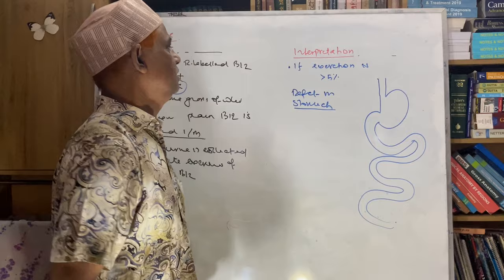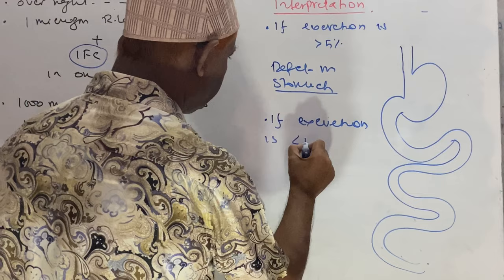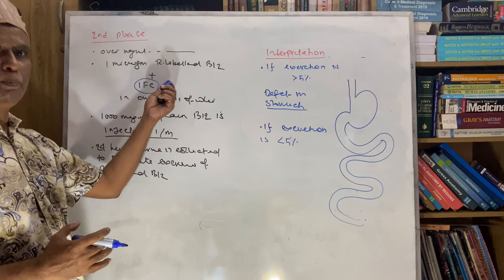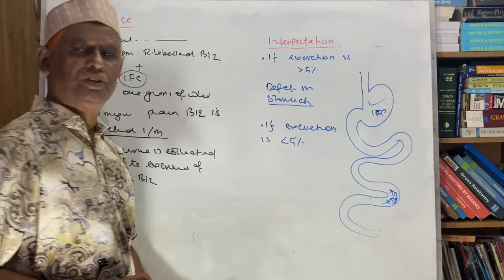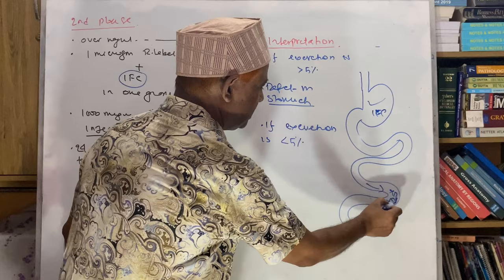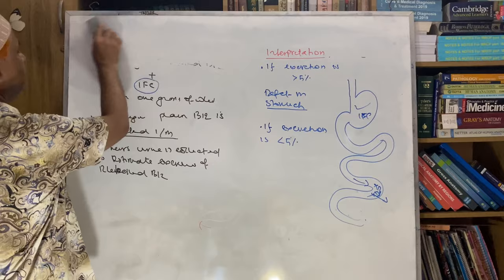Now come to, if excretion is like before, less than 5% again. If excretion is again less than 5% after giving intrinsic factor, it indicates the stomach was okay. There was intrinsic factor, but there is a receptor defect in the intestine. There is no receptor or insufficient receptor. So the combined form of vitamin B12 and intrinsic factor comes here, but there is no absorption. So if excretion is again less than 5%, it indicates a defect in the intestine. So this is the Schilling test. By doing the Schilling test, we can know whether the defect is in the stomach or in the intestine.